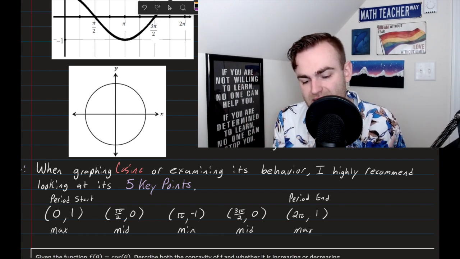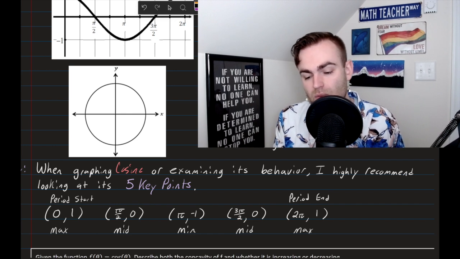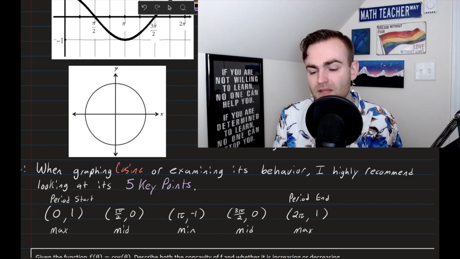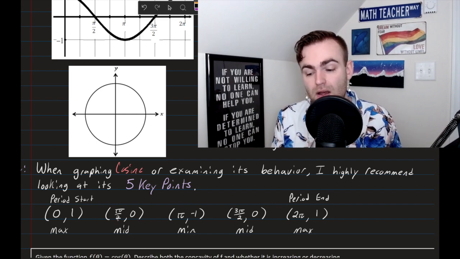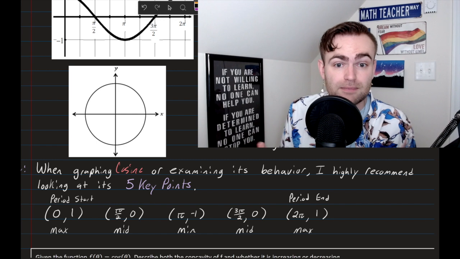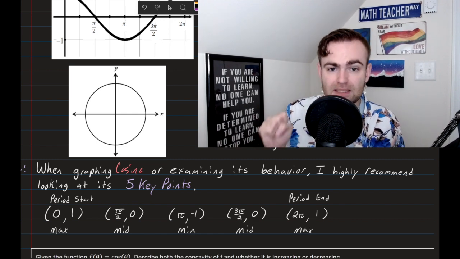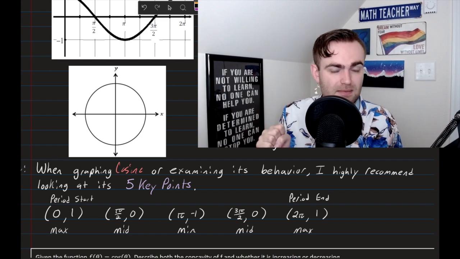So the beginning of its period is 0, the ending of its period is 2 pi, with 1 and 1. Directly in the middle of that, in between the two maxes, is the minimum. Directly in between the mins and the maxes is the mid, which by default is 0. But there's a reason I'm saying mid, because when we start to shift it, the mid is going to shift, so it's not always going to be 0.